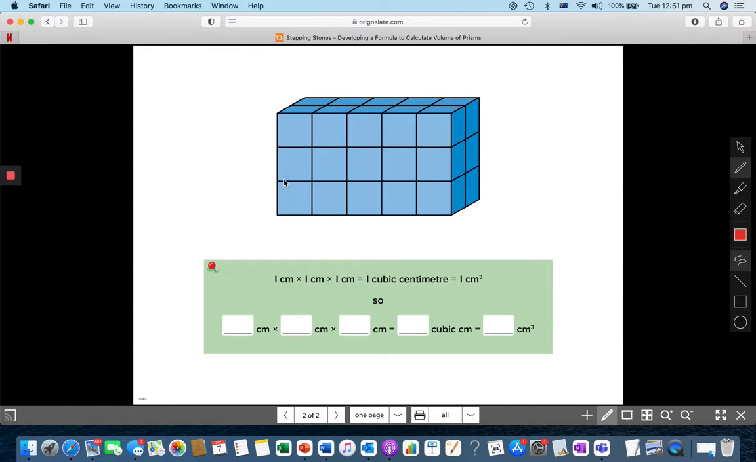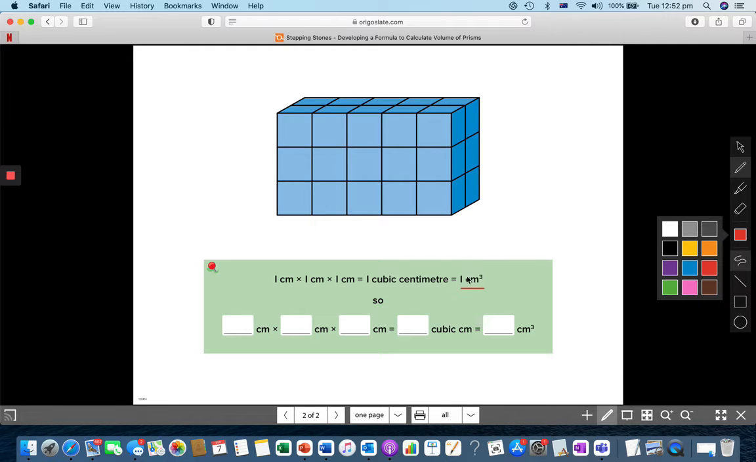So each little cube is 1 centimeter long and tall and wide. You can see this, wide and long and tall. So therefore each block has a dimension, and it's 1 by 1 by 1 centimeter. We can write it 1 centimeter by 1 centimeter by 1 centimeter, or we can call it a cubic centimeter, or in maths language we call it cubic centimeter.